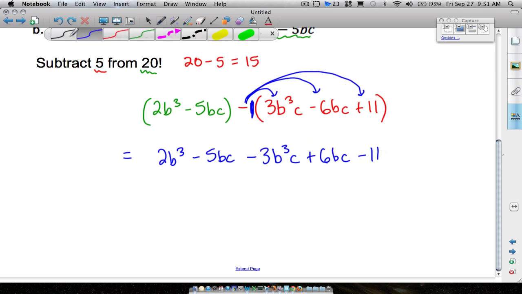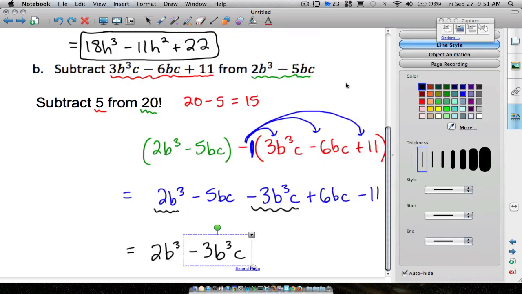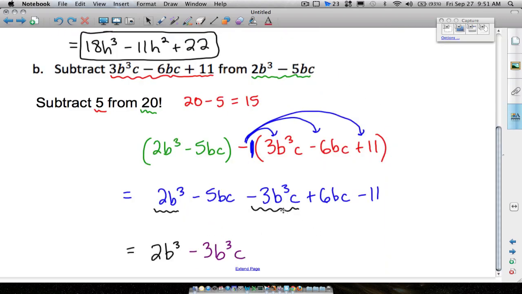And now from here, we combine like terms. I don't see any more b cubes by themselves. Be careful, that is not a like term with that. That has a c in it, this doesn't. So therefore, 2b cubed is going to be by itself as a term. Let's see. I don't see another b cubed c either, so I'm going to go ahead and bring that down. So minus 3b cubed c. We're done with those two, but those are not like terms. I'll write those in different colors for right now.